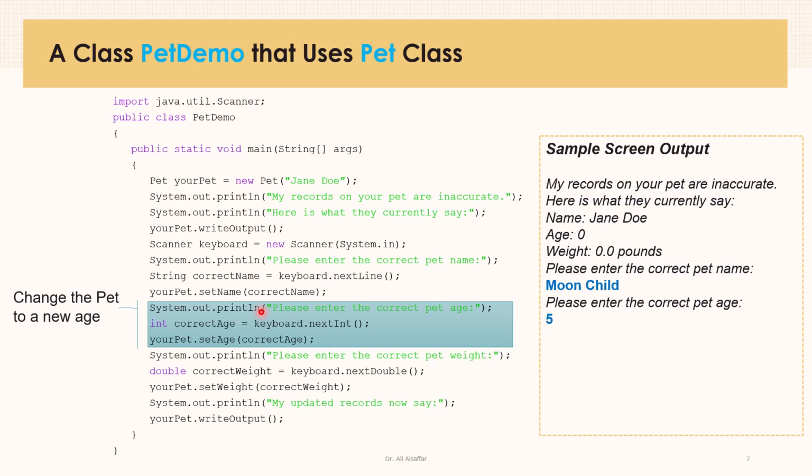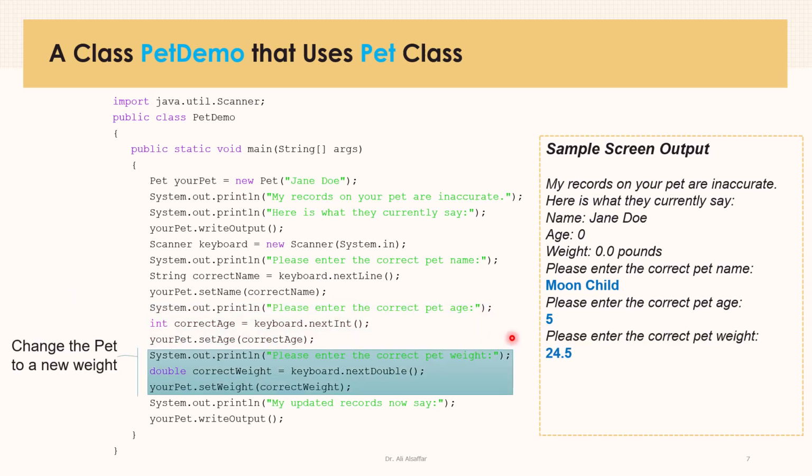In the next step, another message is displayed, which is please enter the correct pet age, because as you see, we are creating a pet object, but age is 0 and weight is 0. Now we will ask the user to give us the correct age and weight. So a message is displayed. Suppose the user typed 5. Again, we have a method for setting age. We are going to call this method yourPet.setAge, and give the correct age as input parameter, and the method will change the age from 0 into 5.